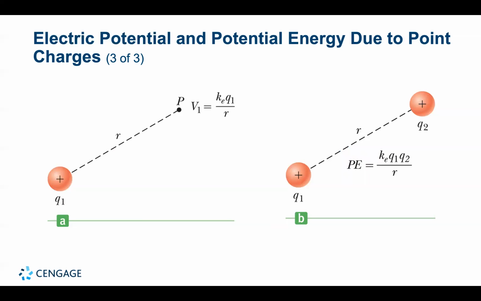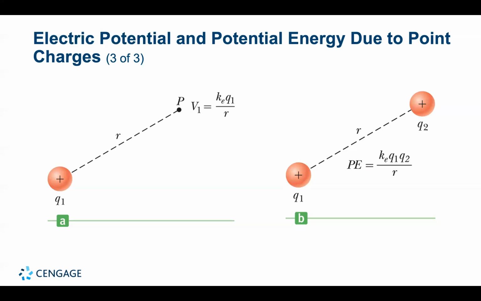So let's talk about potential energy and potential energy due to point charges. In the figure, we have the electric potential V1 at P due to the point charge Q1 is V1 equals k_e Q1 over r. And so that's in figure A. And then in figure B, if a second charge Q2 is brought from infinity to P, the potential energy of the pair is PE equals k_e Q1 Q2 over r.